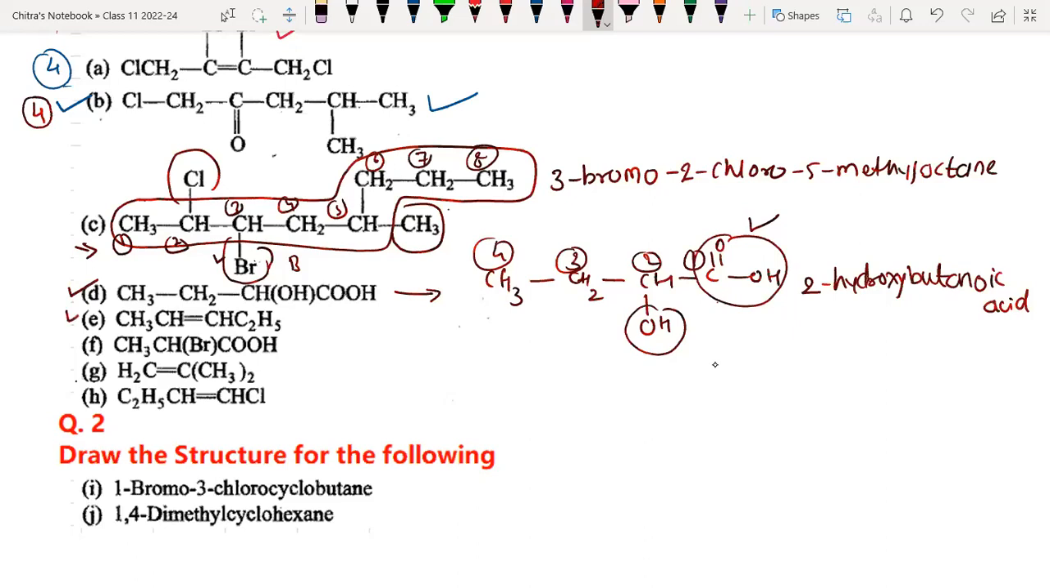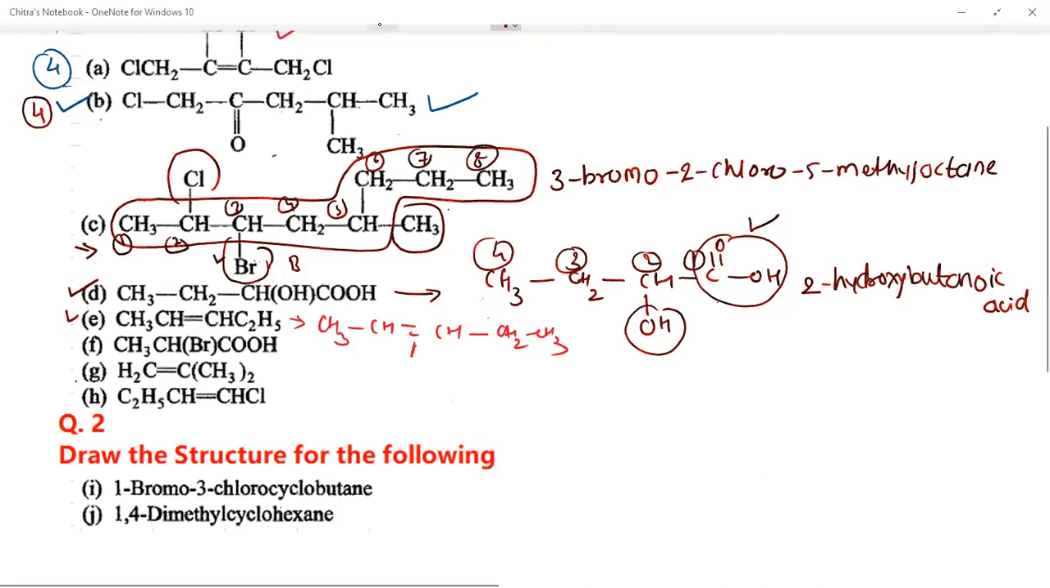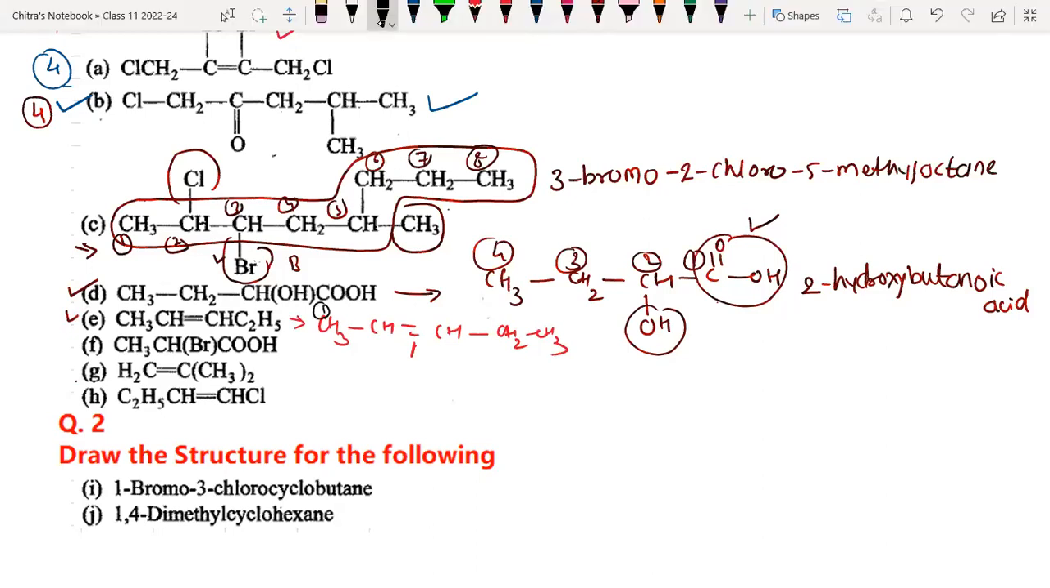E. So its structure is again very similar, so I'm using another color for that. It is CH3, then CH, double bond CH, and C2H5, which means CH2CH3. Okay, this is the structure. Here we don't have a substituent or a functional group, only a multiple bond. So that multiple bond will be closer from this side, so we have to number from this side only. This is our first carbon, second carbon, third carbon, fourth carbon, and fifth carbon.